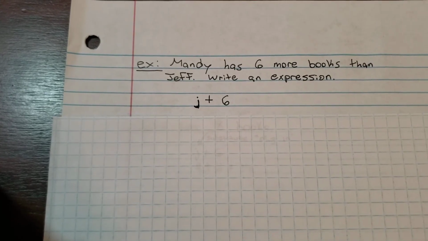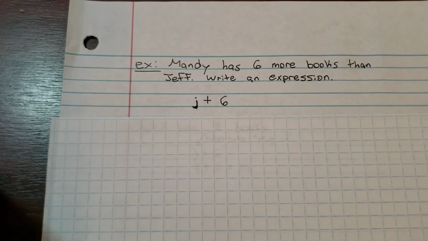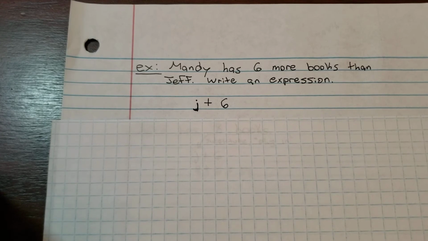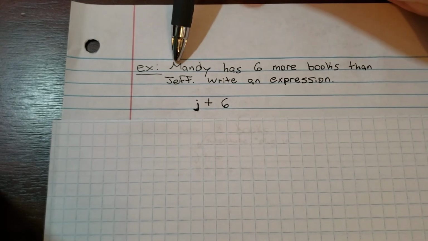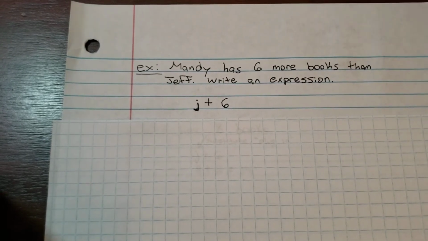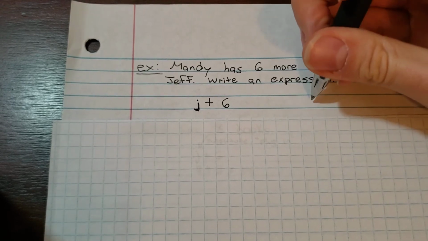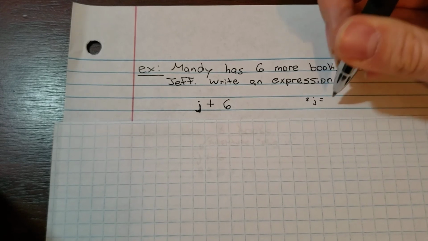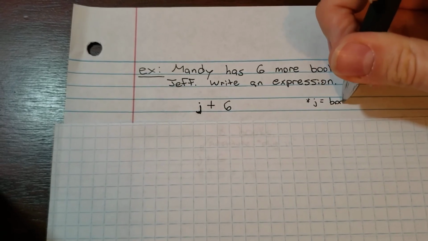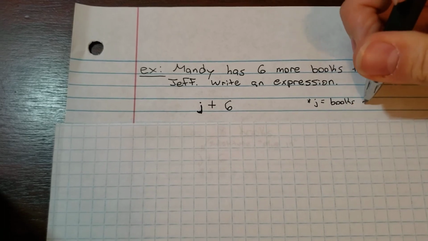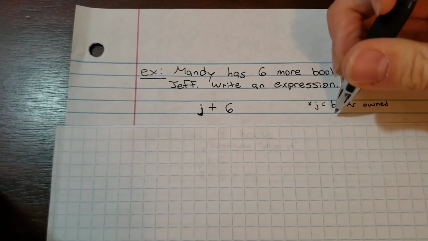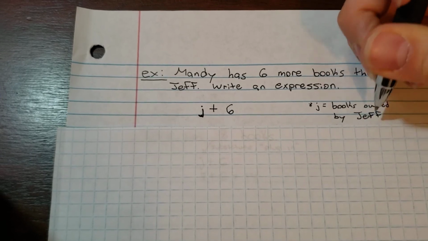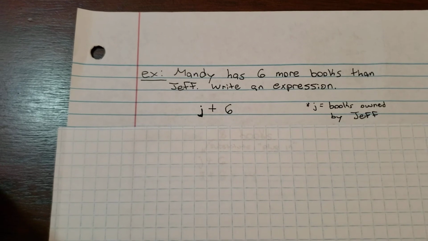We're just starting at the basics. And so, like I said, you could choose any letter as long as it kind of makes sense. If you chose M plus 6, that wouldn't really make sense because M might imply Mandy. So just make sure it's clear. If off to the side you want to put, J equals books owned by Jeff. That's fine. Okay.